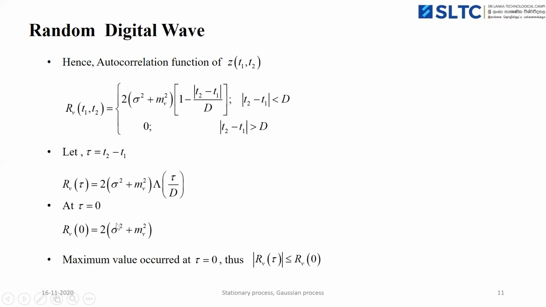And at tau equal to 0, we are getting the maximum magnitude, that is 2 into sigma squared plus m_v squared. This is the maximum value, so the condition is satisfied: the modulus of the autocorrelation function is less than or equal to R_z of 0.